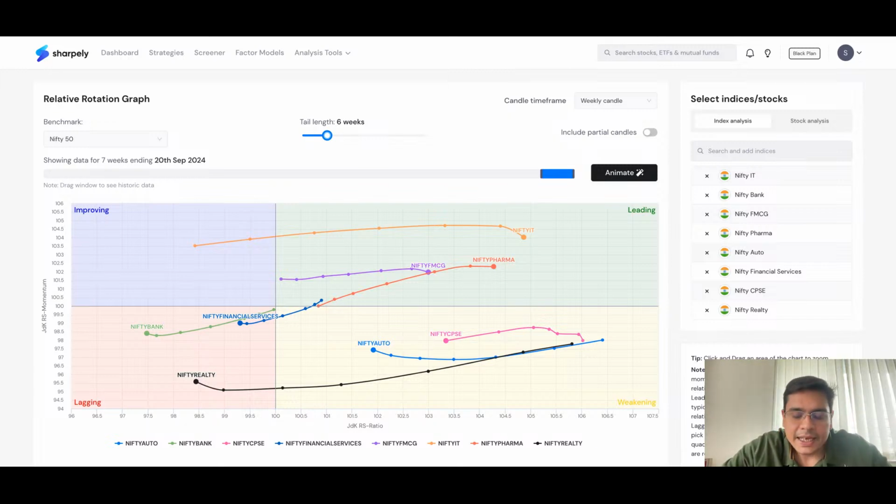Just like any of the tools, the idea behind this is to validate your sectoral hypothesis. Ideally, a very simplistic strategy would be to buy a sector when it enters the improving quadrant and get out of it once you see it moving from leading to weakening quadrant. But as with any tool, it should not be used on a standalone basis and should be backed by a proper hypothesis.